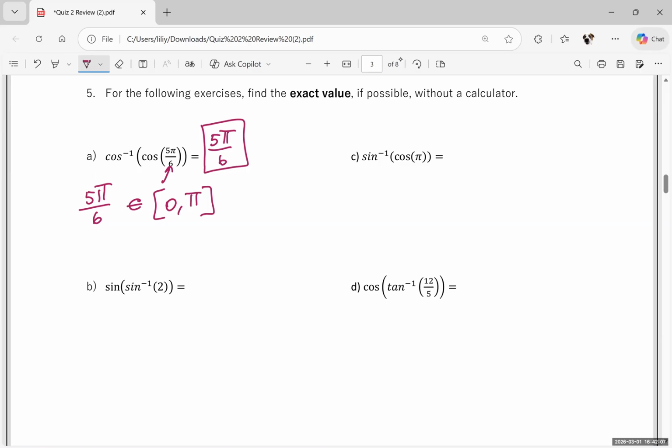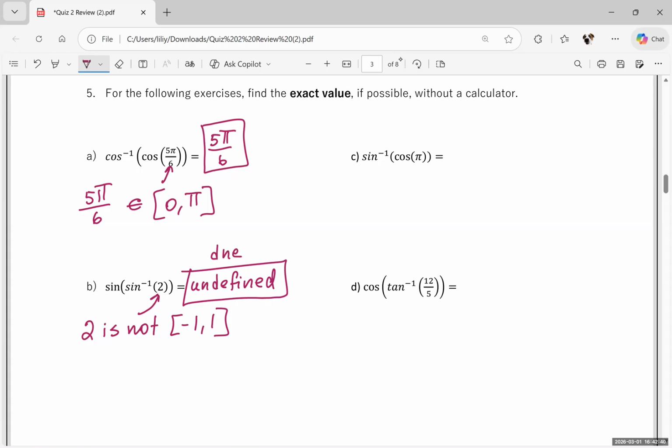Okay, part B, we have sine on the outside, inverse sine on the inside, so still work inside out. On this one, 2 is not inside the interval from -1 to 1, the domain of the inside function. So the answer is just undefined. We cannot make it be inside that interval. So undefined. D N E is probably acceptable. D N E, does not exist. That's a shorter way to write it.